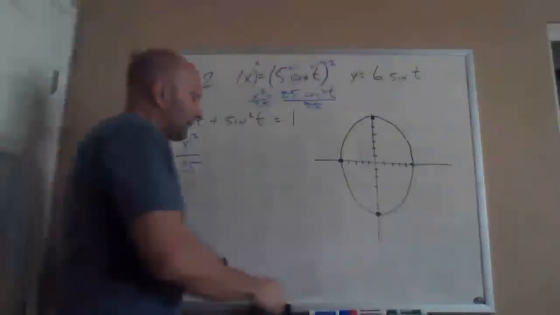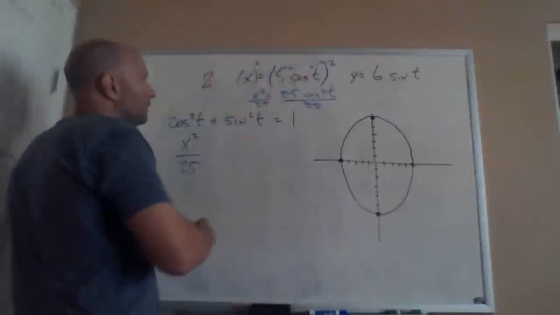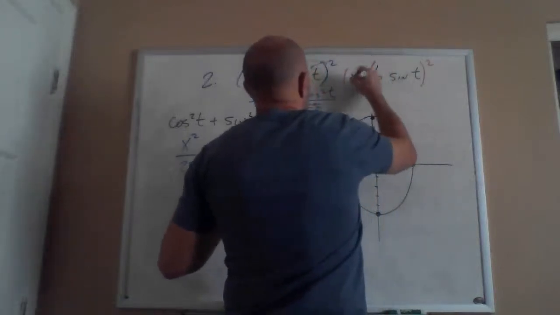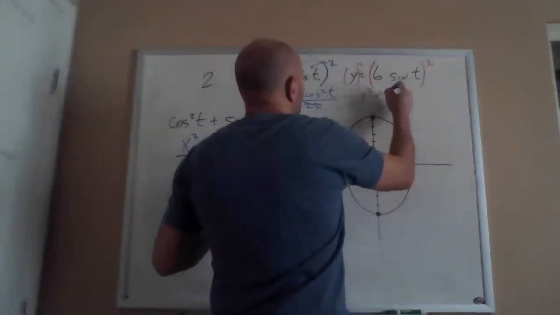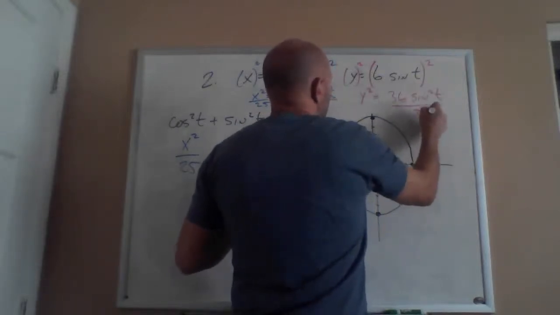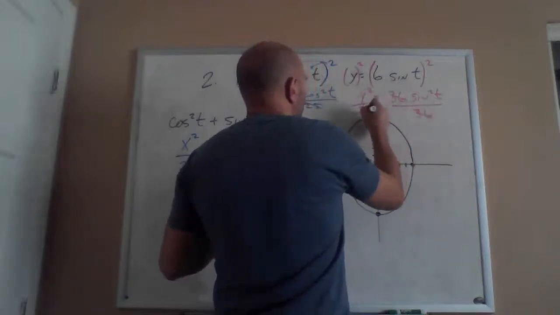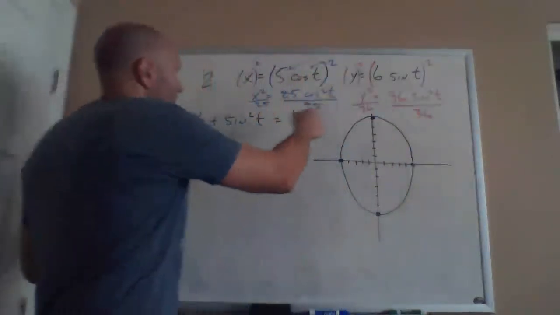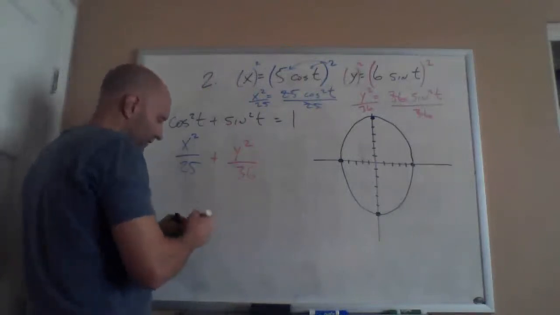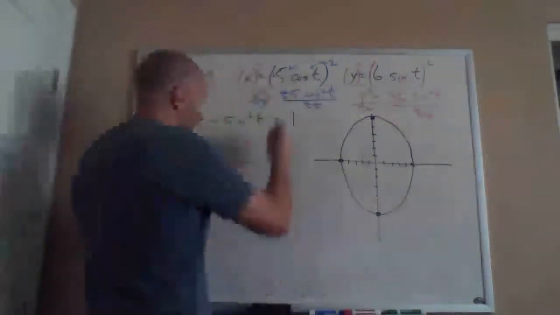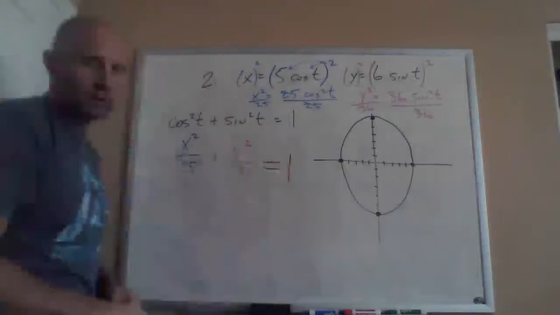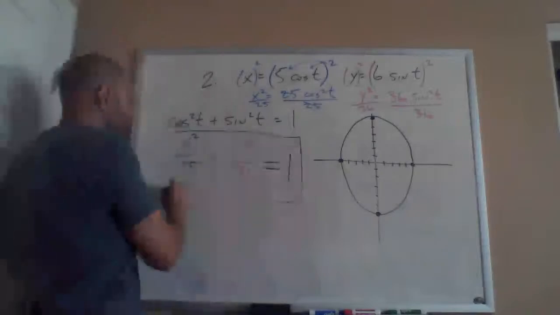So do the same thing for the y. I need sine squared. So if I square both sides here, I have y squared is 36 sine squared of t. Divide both sides by 36. I get sine squared is y squared over 36. And don't forget this all equals 1. So this would be your rectangular coordinate equation.